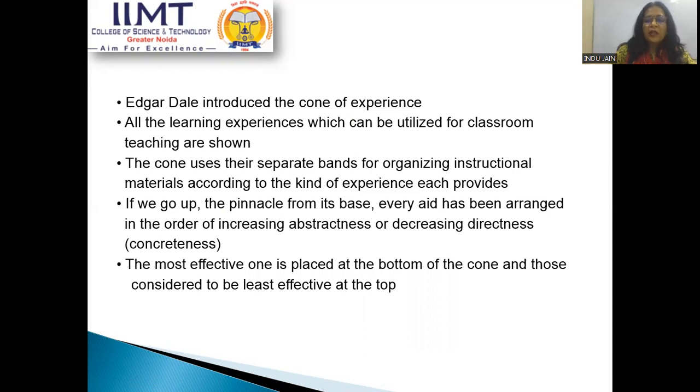or decreasing directness. Concreteness or directness means we get direct experiences by utilizing different learning experiences, or we can say that in the teaching learning process, we can use different audio-visual aids. The most effective one is at the bottom of the cone, as it provides the concrete experience of learning, and those considered least effective are at the top of this cone.